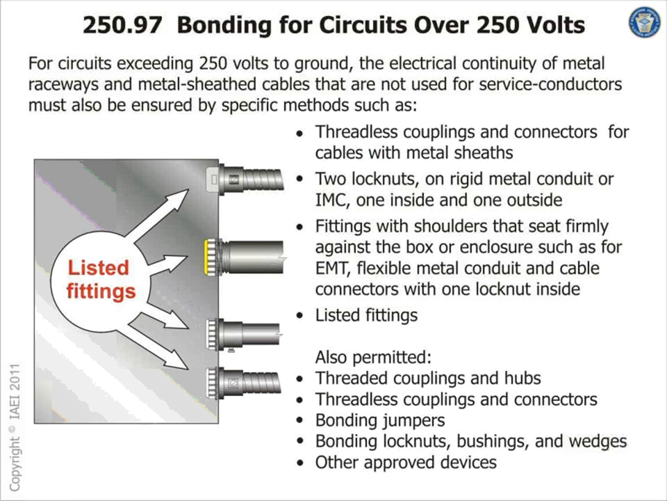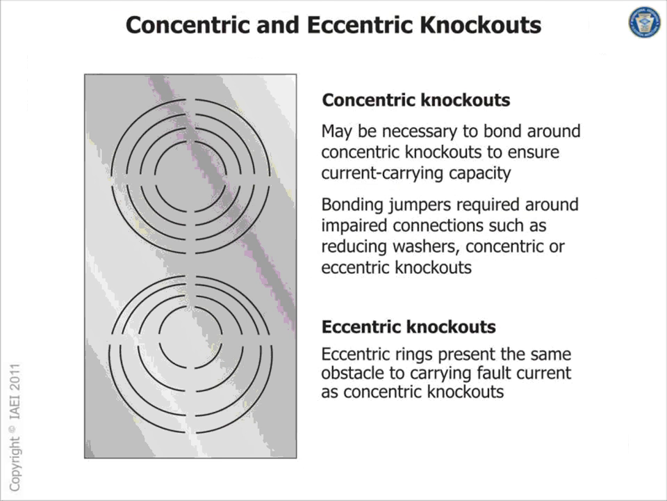Different ways of bonding at the service. I thought just, and not the service, also a 250. If you have a 250 system, these are the approved. If the voltage to ground is over 250, like 277, if it's 208/120, it doesn't matter. Lock nuts will get you there. But that's special for 250.